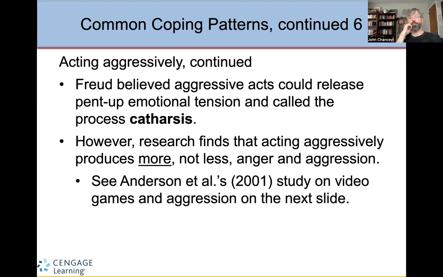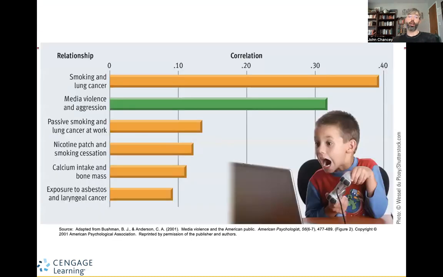And there's some really interesting research by Anderson et al. that looks at video games and the relationship to aggression. There is actually a pretty interesting correlation between media violence and aggression. The more individuals consume media violence, whether that's video games, TV shows, whatever, we do see a higher correlation in aggressive behavior, but that is not implying causation.